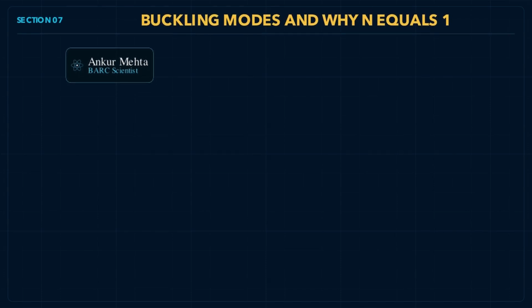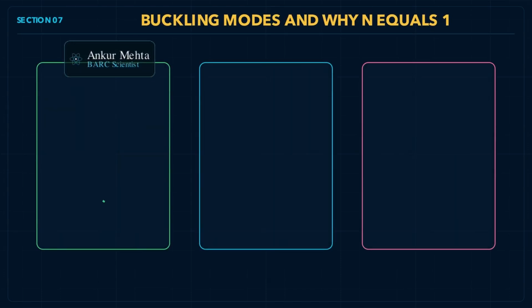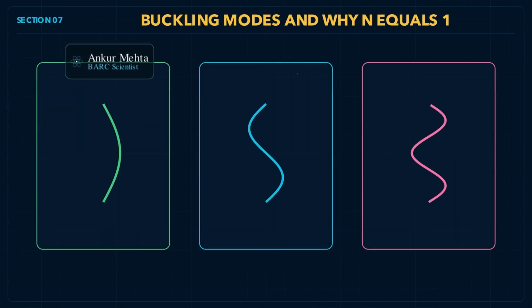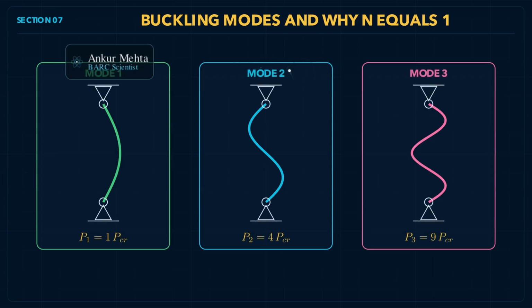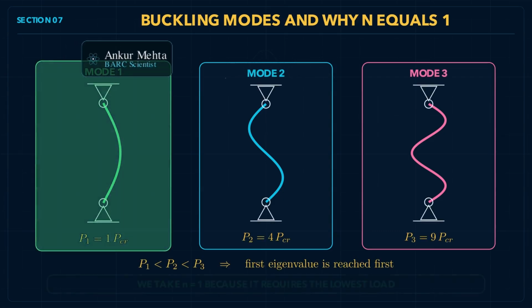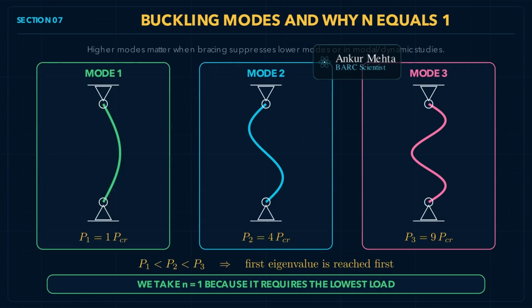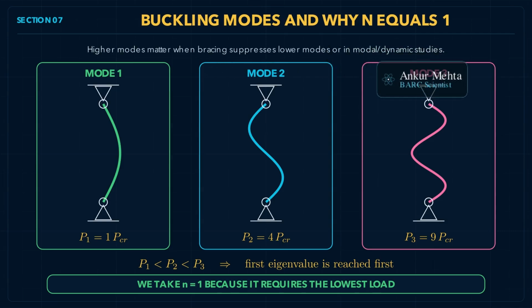This mathematics reveals several possible buckling modes. Mode 1, with n equal to 1, forms a single half wave and requires the lowest critical load. Mode 2 forms an S shape with two half waves but requires 4 times that load. Mode 3 requires 9 times the load.